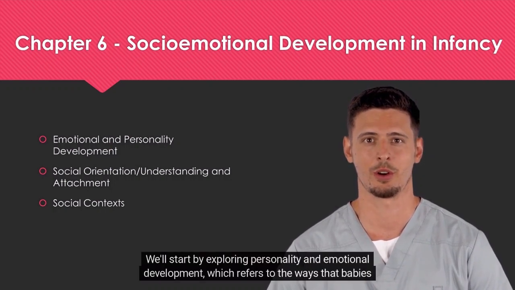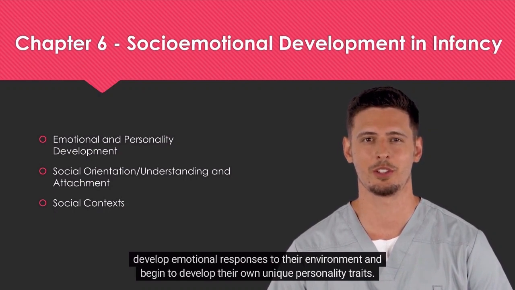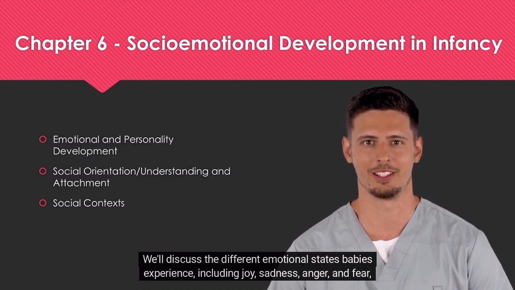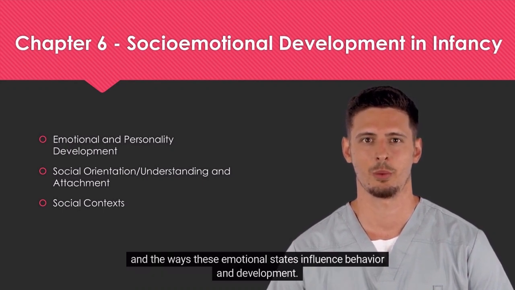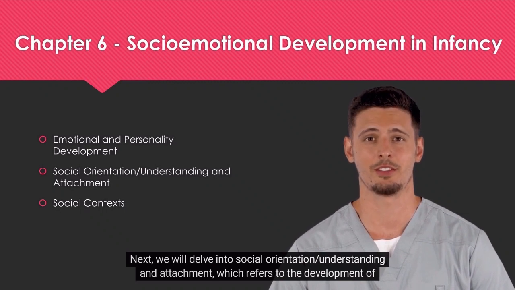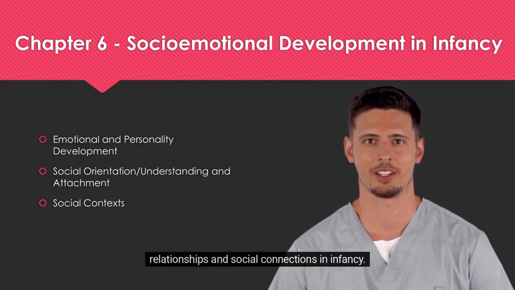We'll start by exploring personality and emotional development, which refers to the ways that babies develop emotional responses to their environment and begin to develop their own unique personality traits. We'll discuss the different emotional states babies experience, including joy, sadness, anger, and fear, and the ways these emotional states influence behavior and development. Next, we will delve into social orientation/understanding and attachment, which refers to the development of relationships and social connections in infancy.